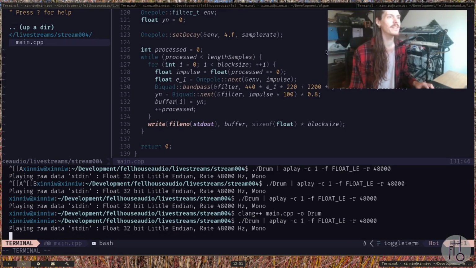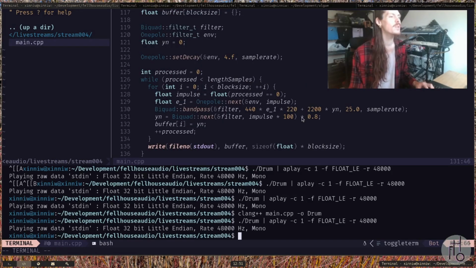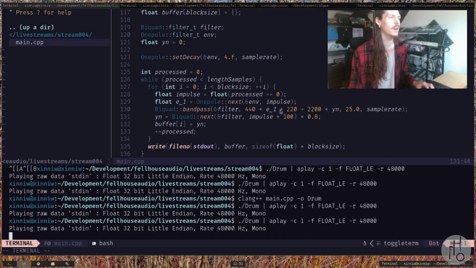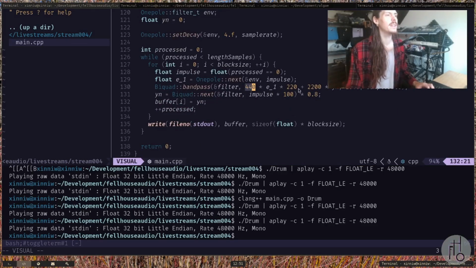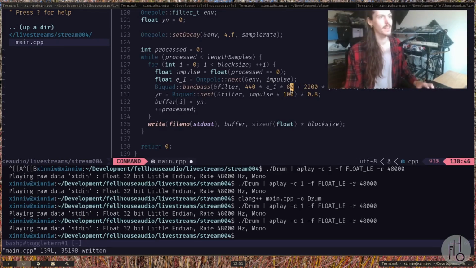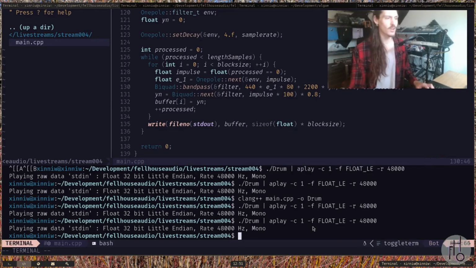Ooh, that's fun. I think I'm mostly hearing the chirp. But that's a very percussive sound. I like that. What if we made the bass frequency a little lower? Like that's sort of a good kick drum frequency.